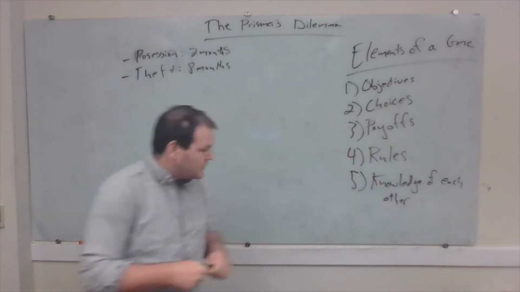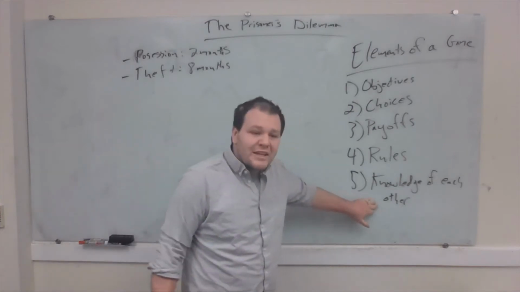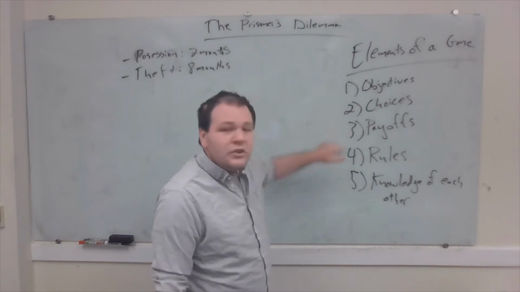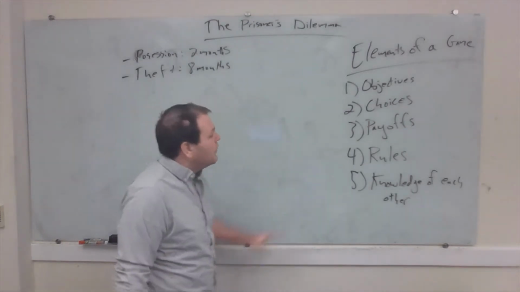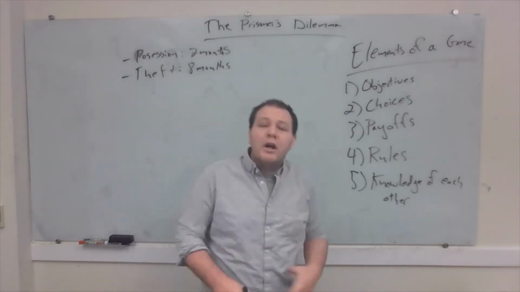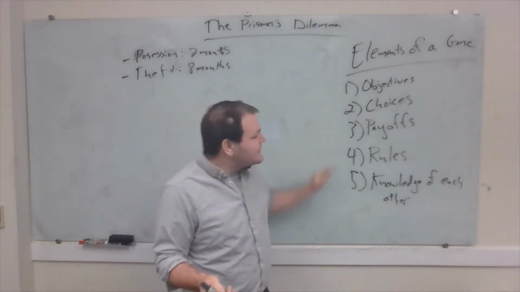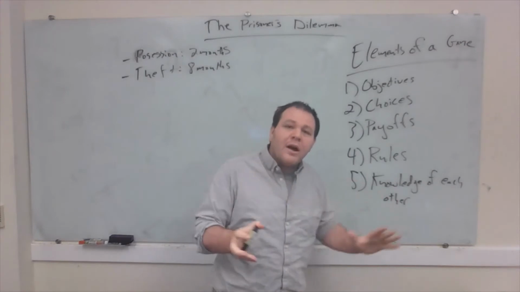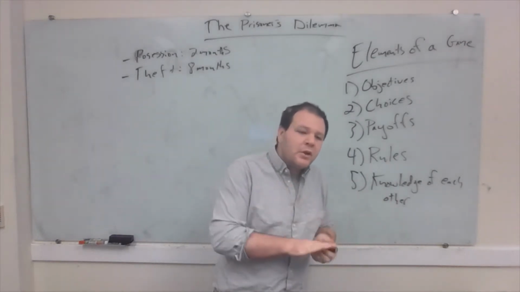In other words, you might know your own objectives, but do you know President Elam's objectives? Do you know his choices? Do you know his payoffs? So these 5 elements constitute a game, and given these 5 elements, we're going to try to develop a set of tools to figure out what the outcome of each situation is.